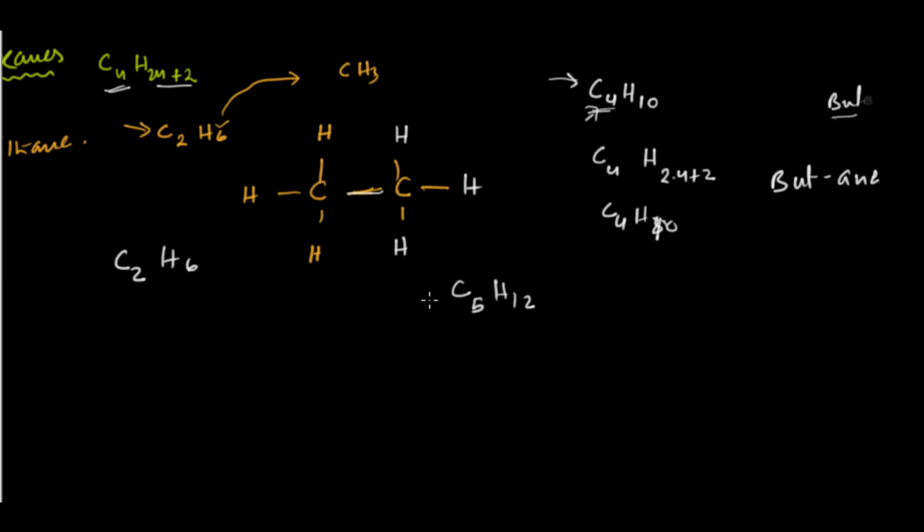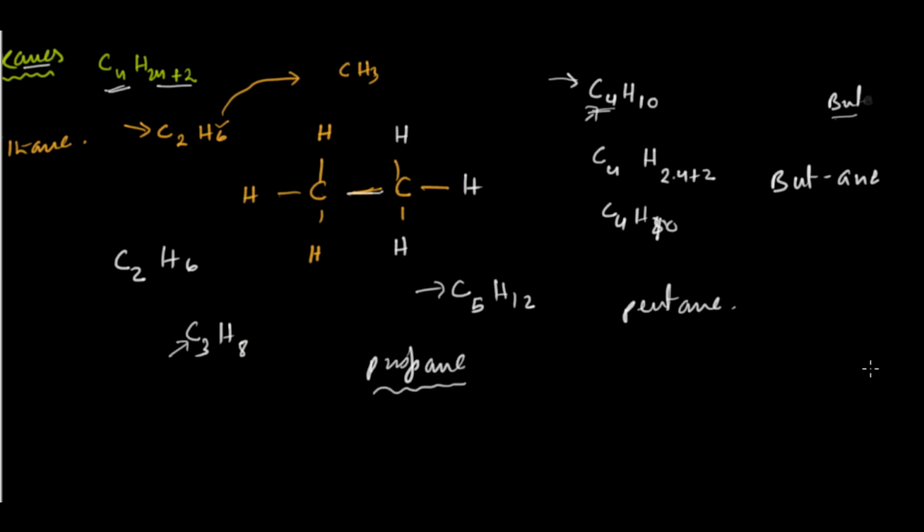Try to name this one. C5H12. Carbon is 5, so we will say pent, and this is an alkane because the single bond is there, so we will write pentane. Try to name this one: C3H8. You can see 3 carbons are there, so for 3 we use prop, and it is an alkane, so we will use A and E: propane.